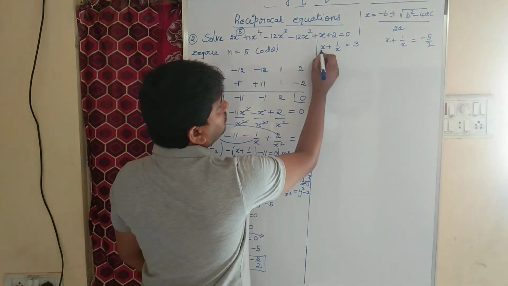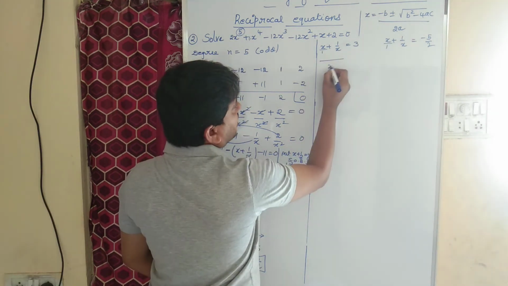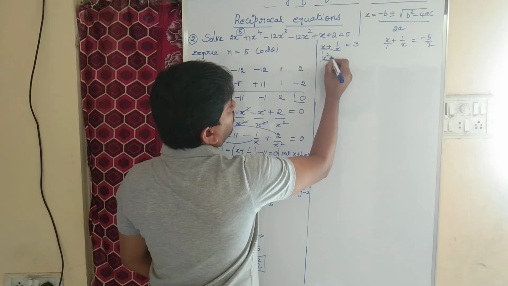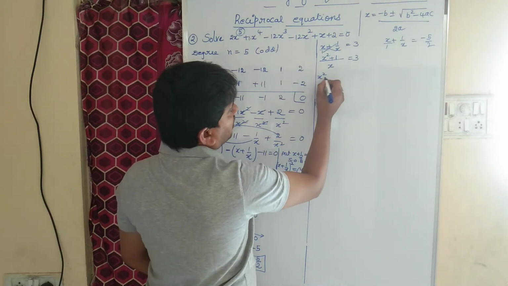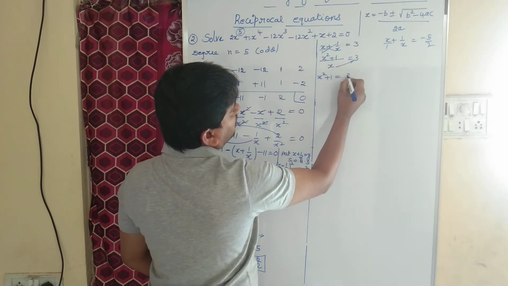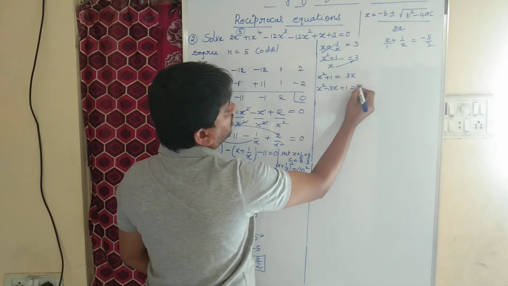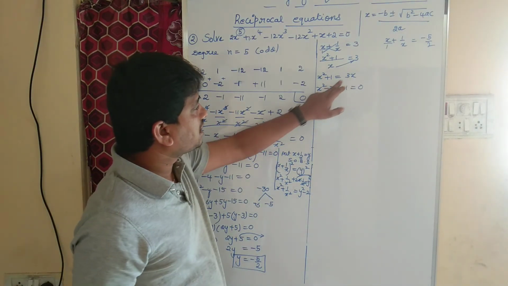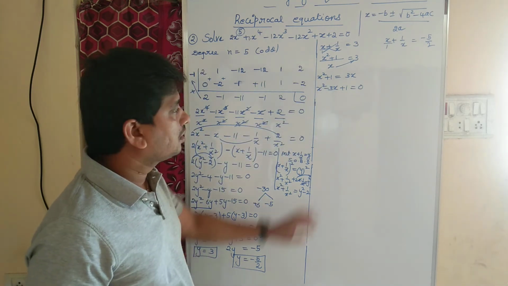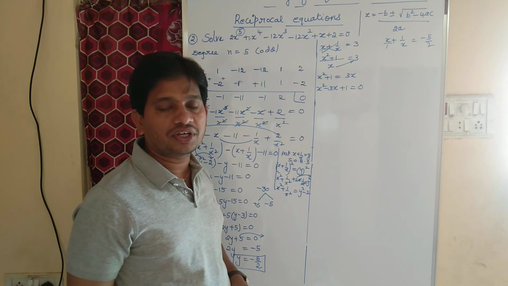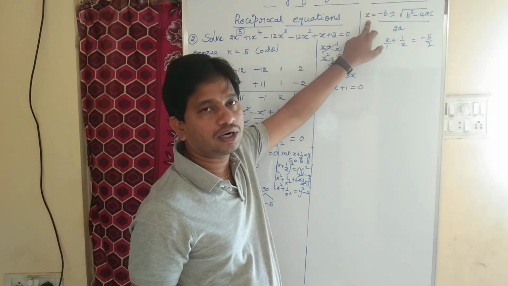Now, here 1, here also 1. LCM is x. X into x, x square plus 1 into 1, 1 equal to 3. So x square plus 1, cross multiplication, equal to 3x. X square minus 3x plus 1 equal to 0. Children, we cannot find the roots of this quadratic equation by using factorization. Hence we need to go with the quadratic formula.